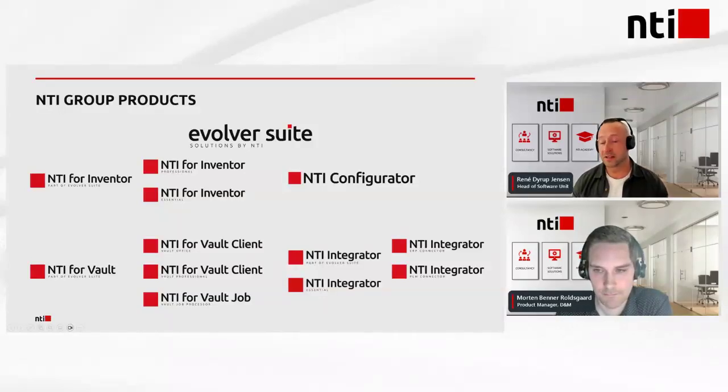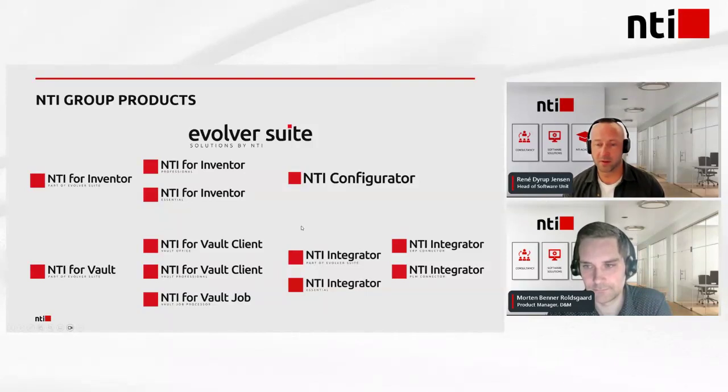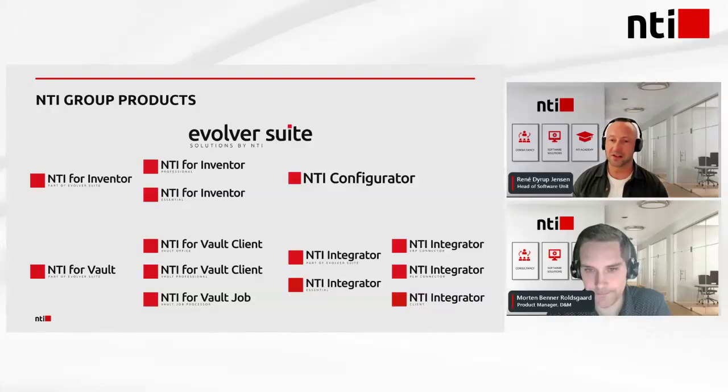And our integrator also comes in an essential version, which can provide a one-way integration from Vault to ERP or to other systems, where the full version is a bidirectional approach. We also have NTI integrator client, which is basically installed on top of the Vault client, where you from the Vault client or the job processor can interact directly with the integrator. It could be on a lifecycle state change, it could be on demand. So this is basically the product landscape of Evolver Suite covering the manufacturing area.